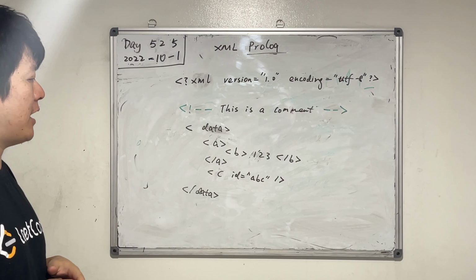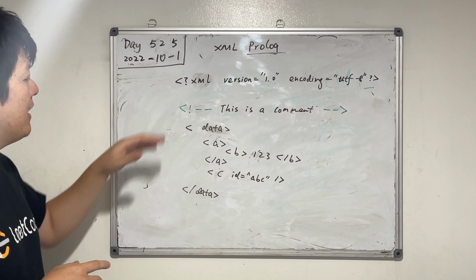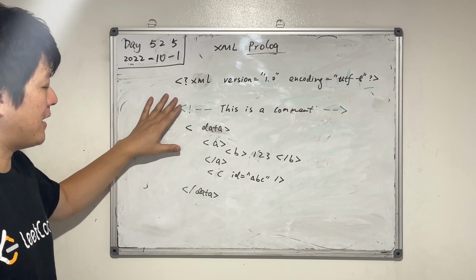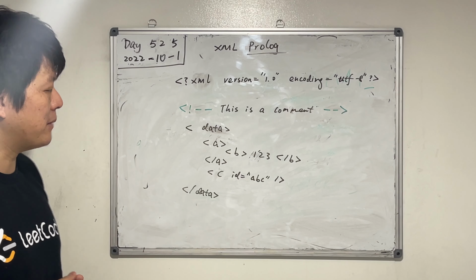Like JSON, it could have a comment. So JSON does not have comments, everything is part of the data. In XML, we could have comments declared in this way. So this is not part of the data, it's not part of the syntax, this is just for humans.